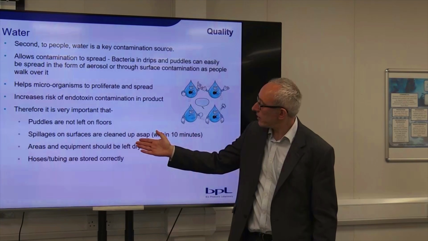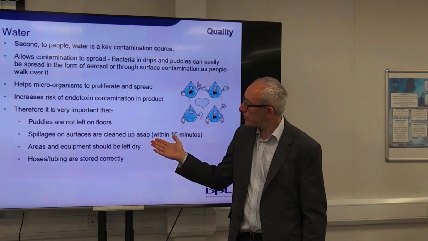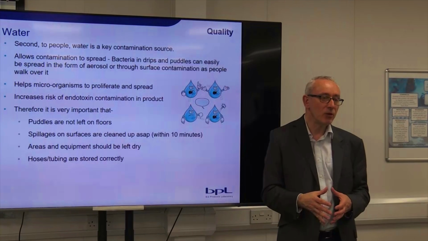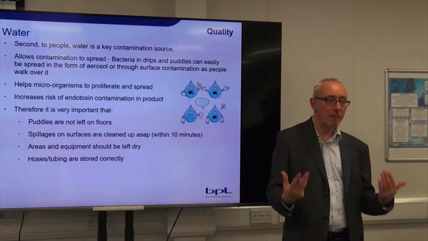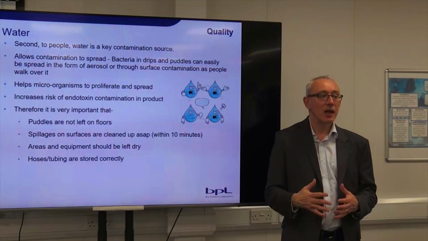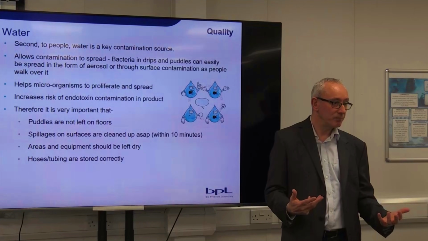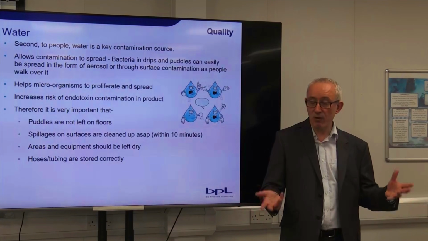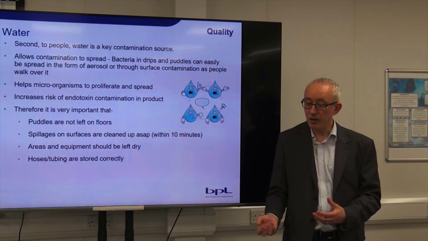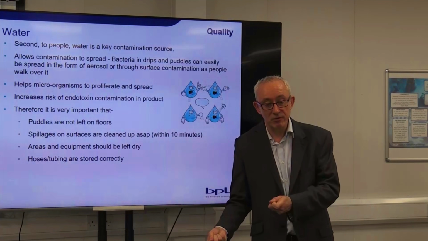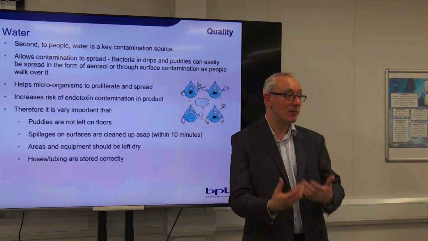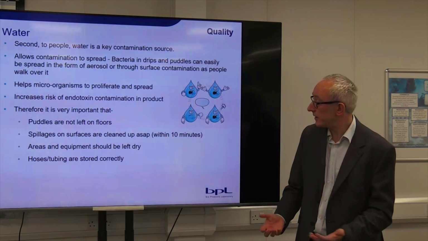And we also want equipment to be left dry. Some of the most common reasons for contamination in the factory is due to wet equipment. So it's equipment that's been cleaned, great, but it's not been dried properly, therefore it becomes recontaminated. It's then used for a production process and we're adding contamination into the product ultimately.